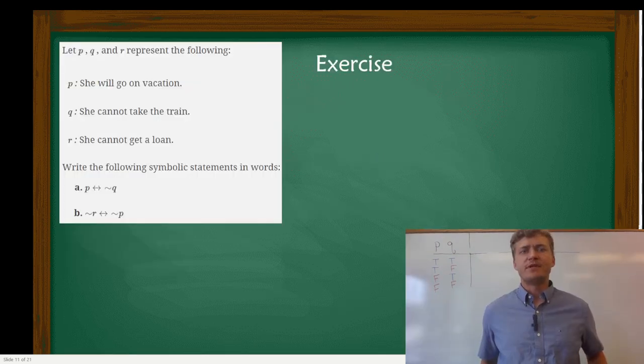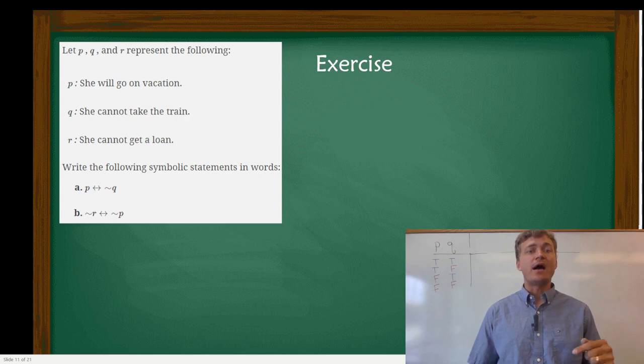We will use three statements to represent the following. That is P, she will go on vacation. Q, she cannot take the train. Therefore, if we negated that, not Q is she can take the train. Same for R. R is she cannot get alone. So not R is she can get alone.